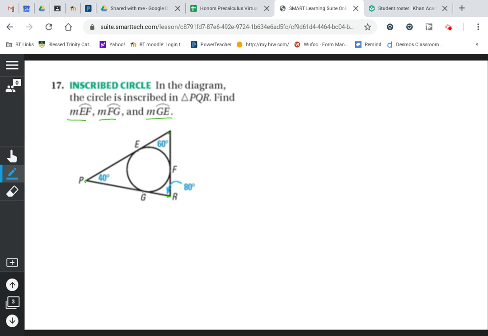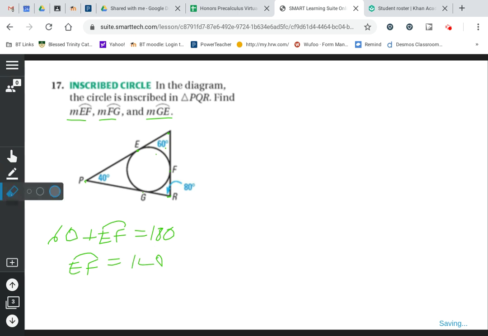And if you remember from my video, there was a little trick to this: if you have two tangents to a circle, the angle is always supplementary to the arc it's next to. So, for example, here, 60 plus arc EF has to equal 180. So in this case, EF equals 120.